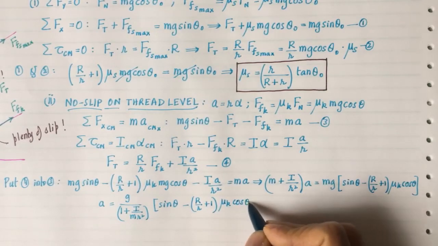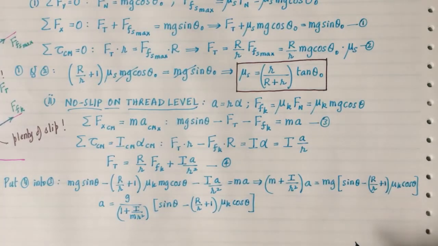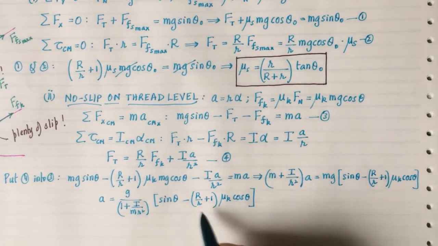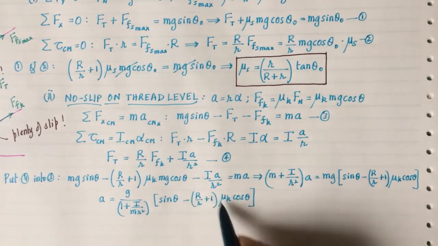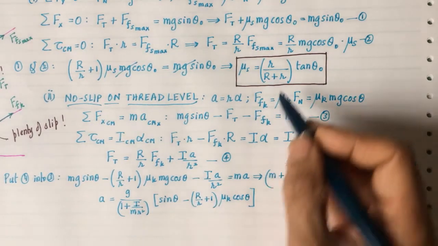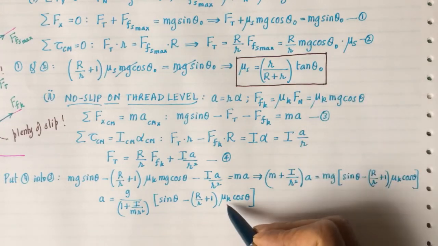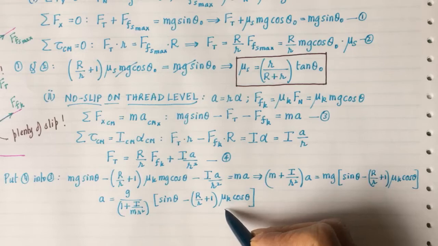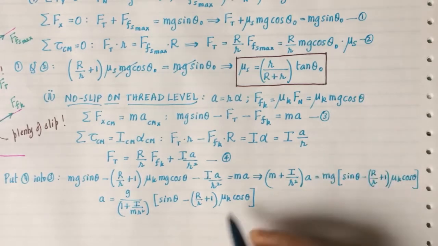cosine theta. I just want you to observe that if the acceleration is 0, we are back to the static case, so this term will become 0, but that will give us exactly that, with mu k being replaced by mu s, because nothing's happening. So we do get the limit.